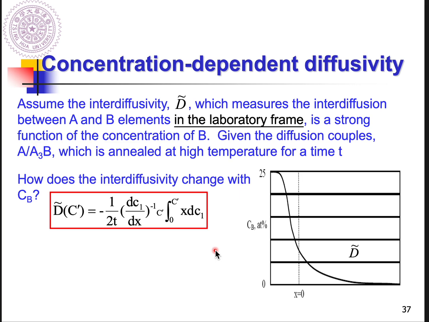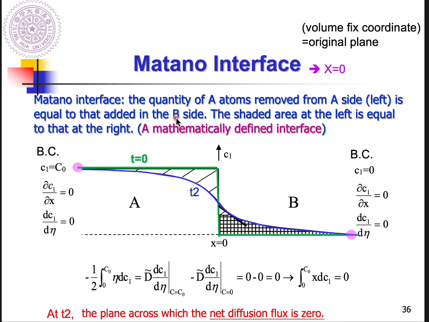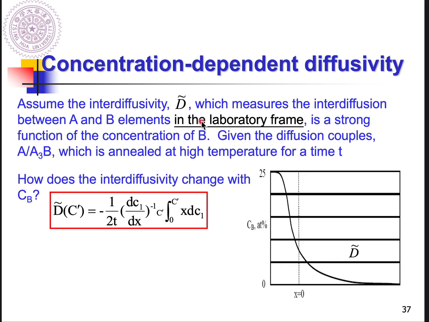So let's give you an example here. Assume the interdiffusivity D, which means the interdiffusion between A and B elements in the laboratory frame. Why, in this diffusion couple, is the diffusivity we measure the interdiffusivity? Because we measure in the laboratory frame, instead of in the crystal frame. And we assume this interdiffusivity is a strong function of concentration CB.